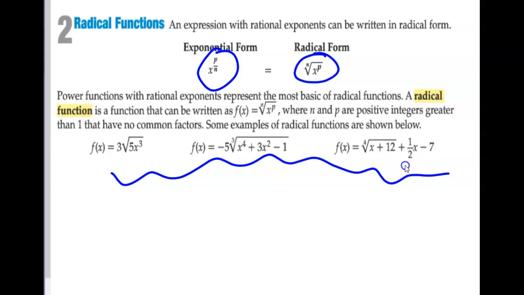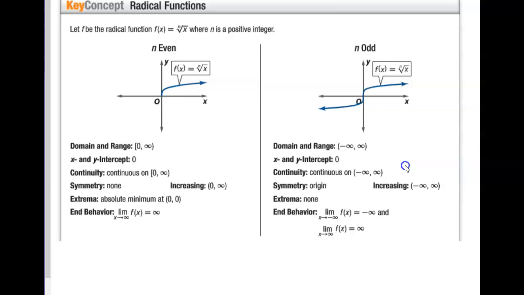Everybody good? They all have a square root somewhere. They're not all monomial radicals. All right, so we're going to study monomial radical functions. If you have an even, so you have a square root or a fourth root or a sixth root, the shape will always be like this. Domain and range are only positive. They do cross at 0, 0. It's hard to tell on my picture. They are continuous from 0 to the right only. They have no symmetry. The entire graph is increasing. There's a minimum at 0, 0.